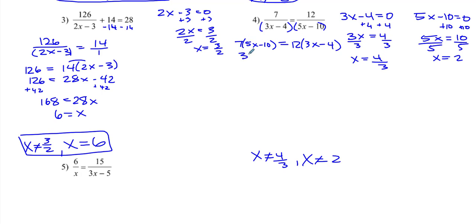So we got 35x minus 70 equals 36x minus 12, 24, 48. Okay, let's deal with our x terms first. Minus 35x, minus 35x. We got negative 70 equals 36 minus 35 is just x minus 48. We're going to add the 48 to both sides.